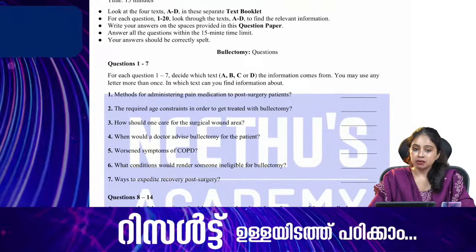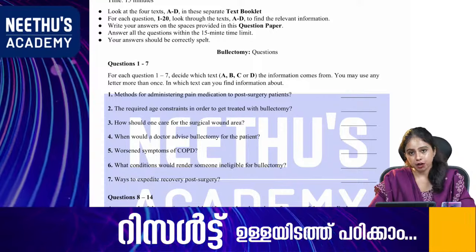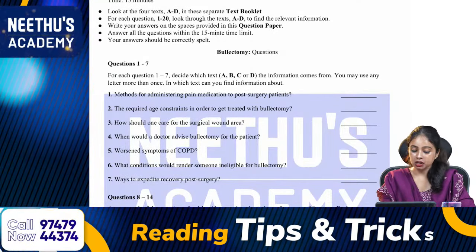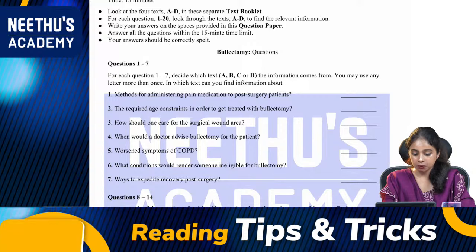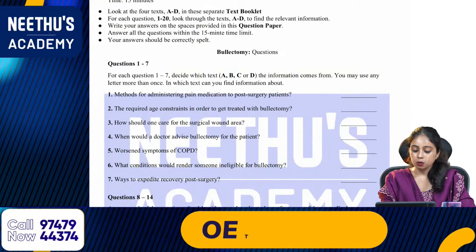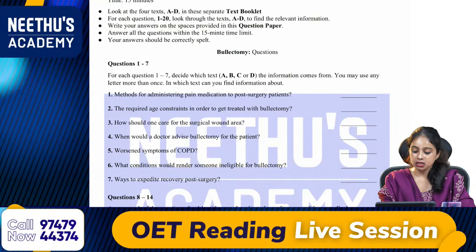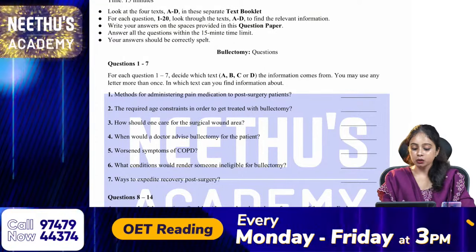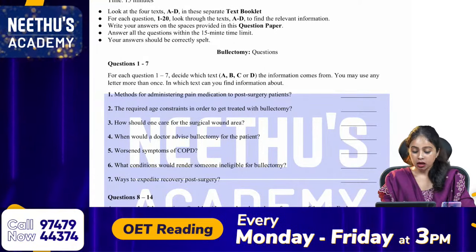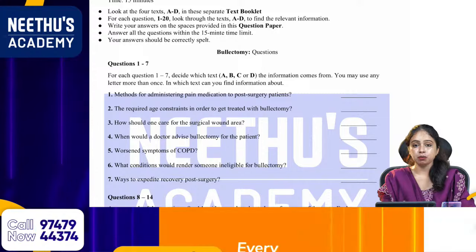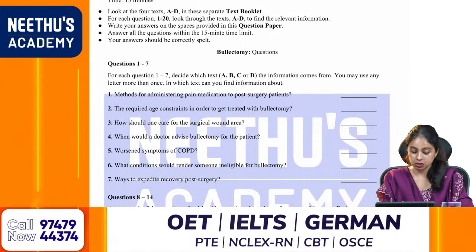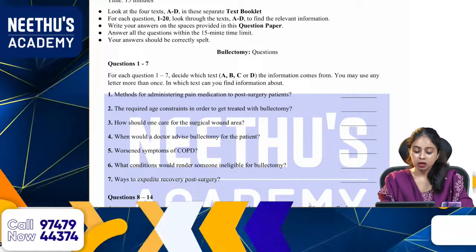We have questions 1 to 7 which are called match the following questions, and they have very clearly mentioned here: for each question 1 to 7, decide which text, A, B, C or D, the information comes from. You may use any letter more than once. In which text can you find information about? So as I already said, it is all about match the following questions. So what is the first question here?